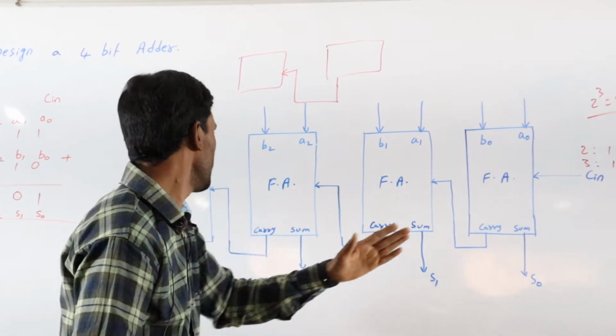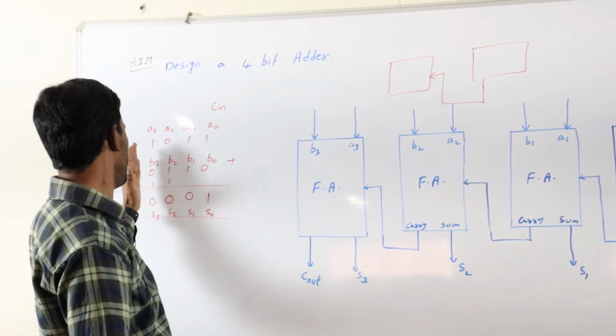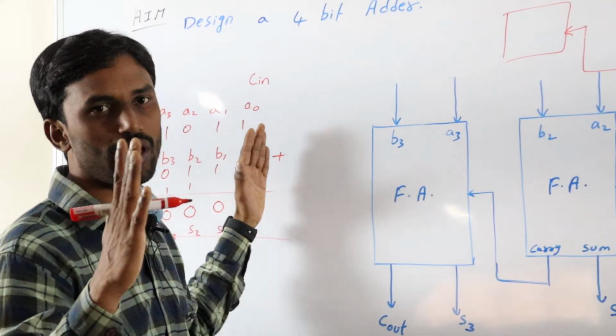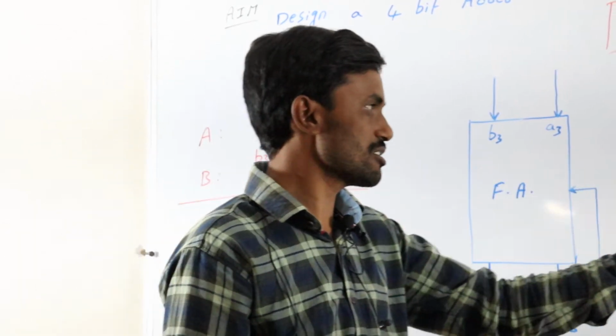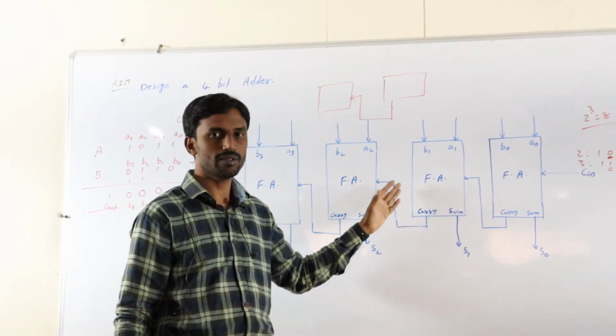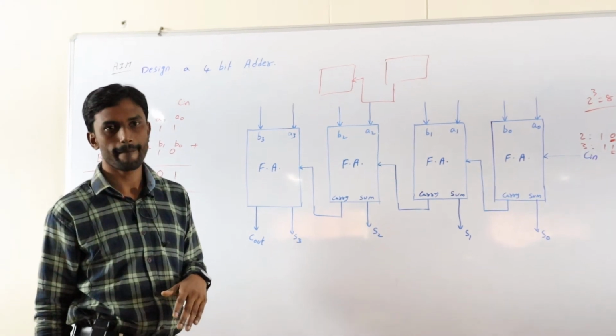So how many do I need? I need 1, 2, 3, 4. So I need 4 full adders. That's what we are taking: first full adder, second one, third one and fourth one.